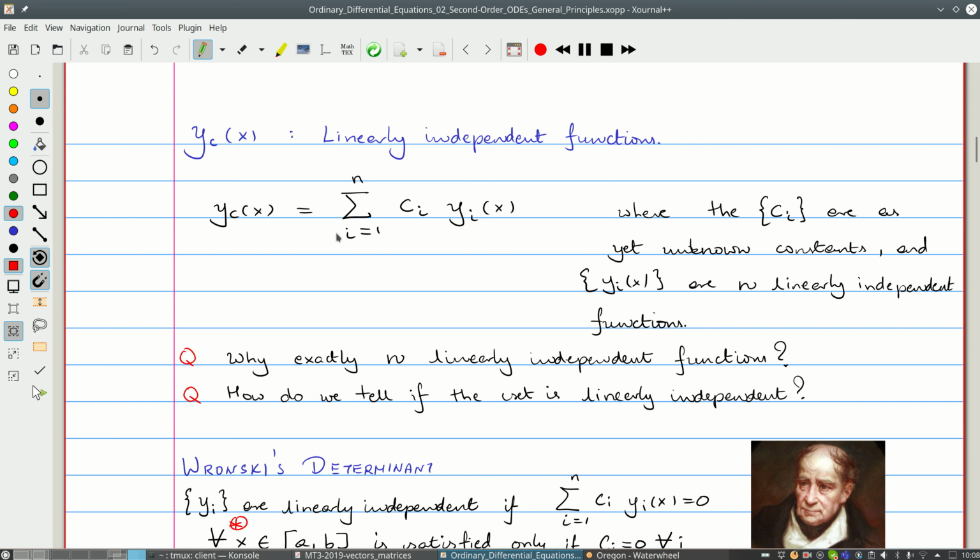In other words, yc of x is going to be some sum, i goes from 1 to n, of ci yi of x. The ci's are constants, we don't know what they are. And these yi's of x are functions of x which are linearly independent. That raises the immediate question: why are there exactly n linearly independent functions in here? And how do we tell if a set of functions is linearly independent?